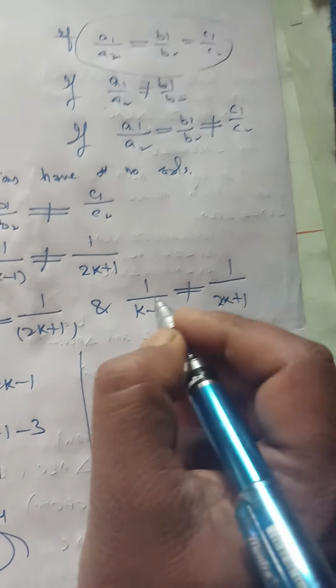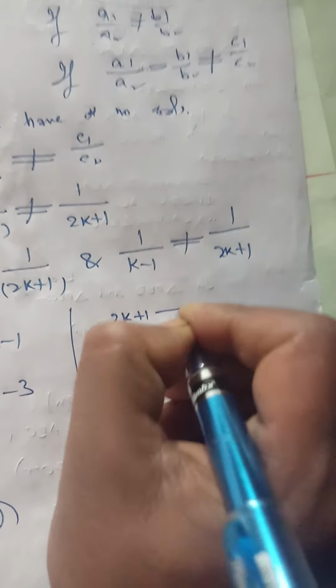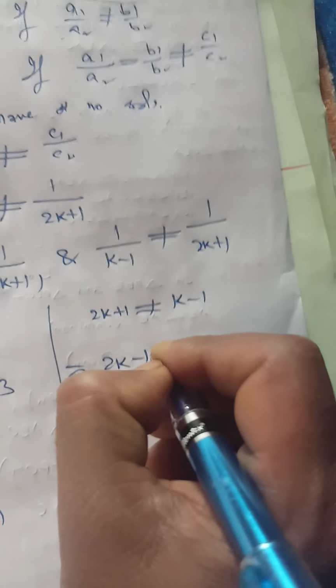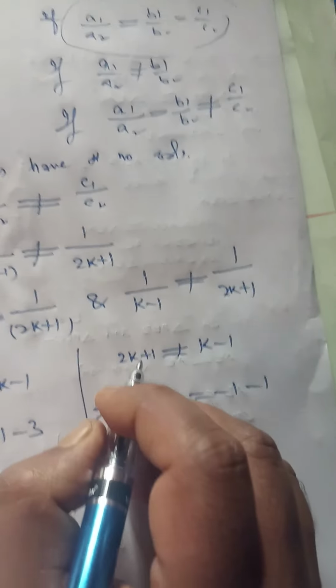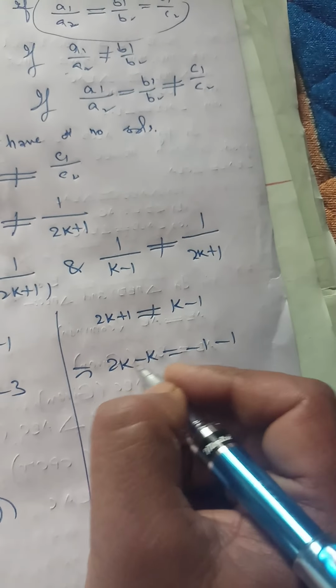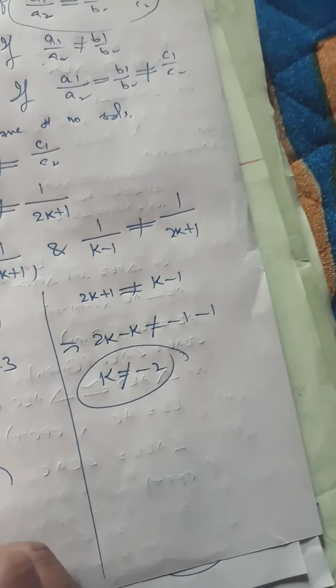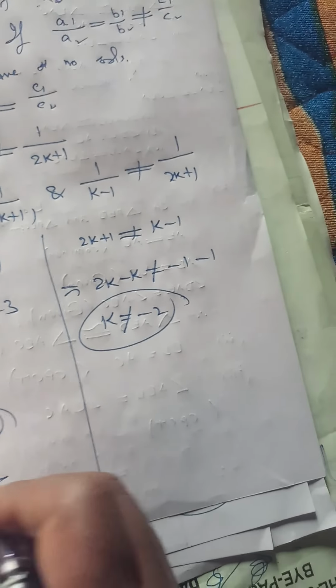we take the cross multiplication method. (2k plus 1) into 1, that is 2k plus 1, is not equal to (k minus 1) into 1, that is k minus 1. Now take k here, it becomes minus k, and minus 1 plus k, the 1 becomes minus 1 here. Subtract minus k from 2k, we get k only. Minus 1 and minus 1, that is minus 2. So k is not equal to minus 2. Therefore k should be not equal to minus 1 and minus 2. These are the values, the answer of this part, question number 2, part number 2.